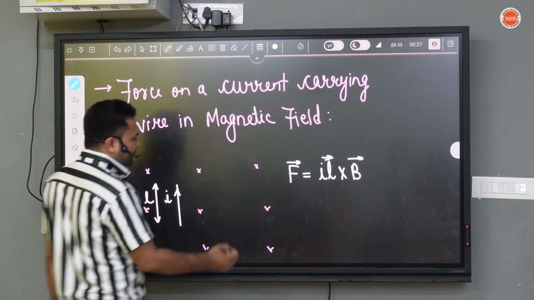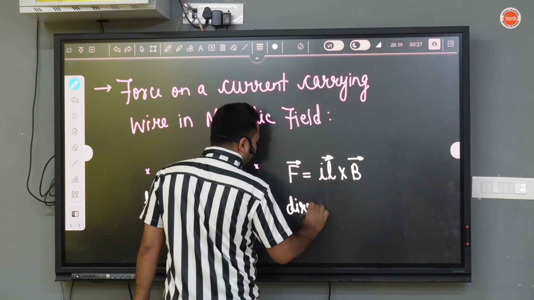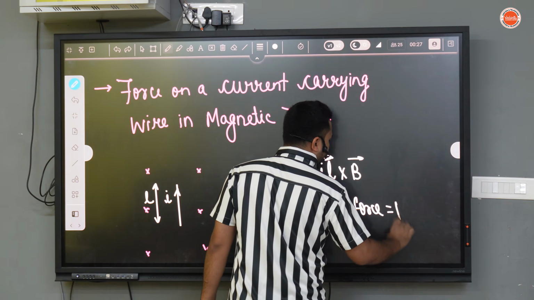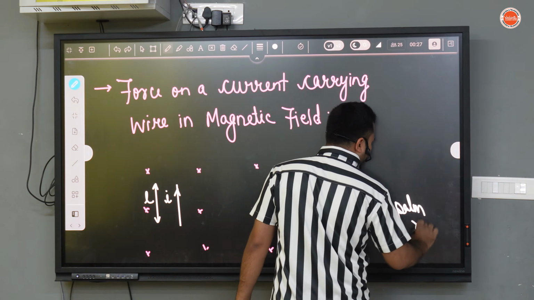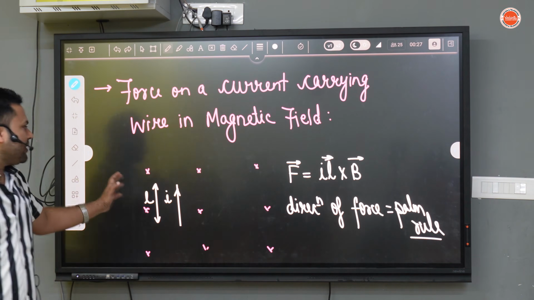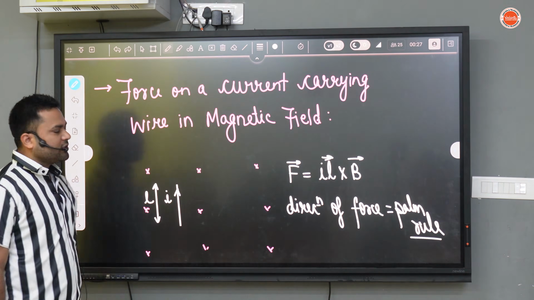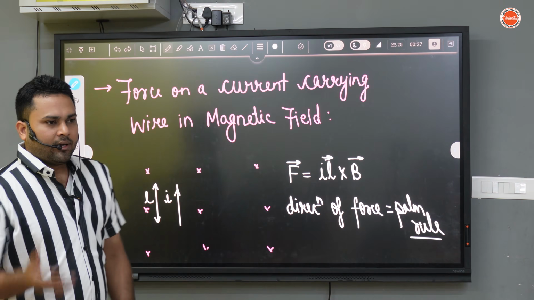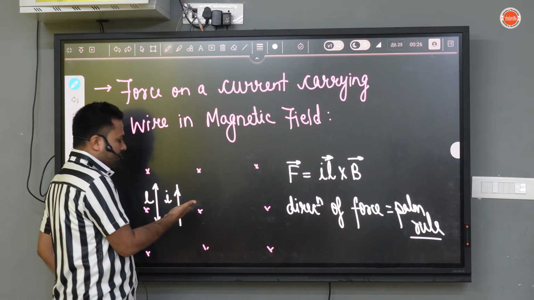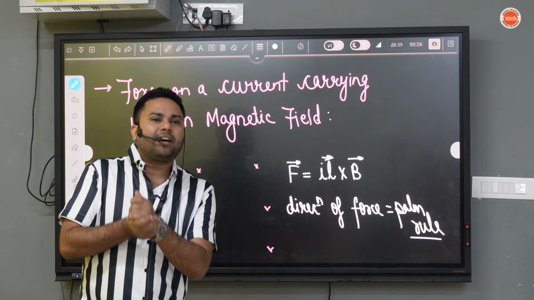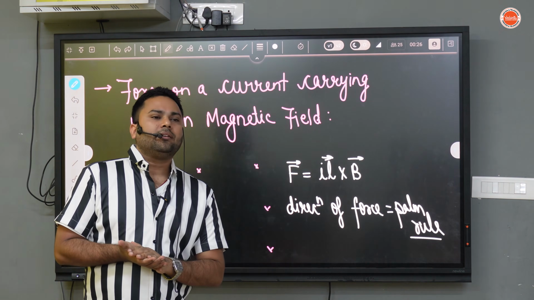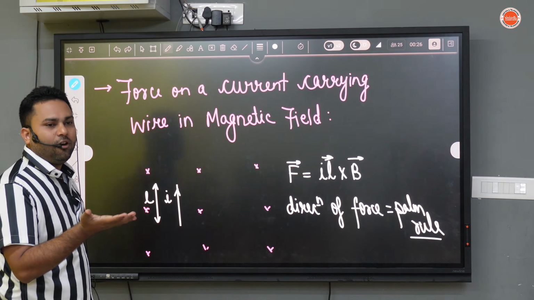And again we find the direction of force by the same palm rule. The direction in which the force will act will be given by the palm rule. First of all, the force acting on this wire is IL cross B. For the direction, the palm rule is the same: our four fingers should point in the direction of the magnetic field, our thumb should point in the direction of moving charge or current, and our palm will face in the direction of force.